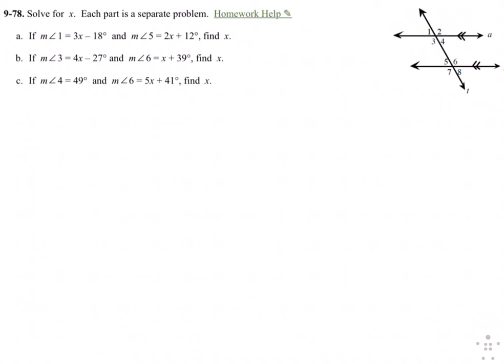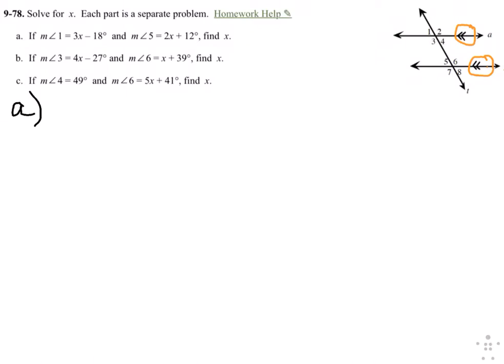Okay, for 78, they gave us two parallel lines cut by a transversal. The important thing to remember, these symbols here, you need them there, otherwise you don't know those lines are parallel. Even if they look parallel, they have to be marked as parallel. So for A, they're giving us angle 1 and angle 5.